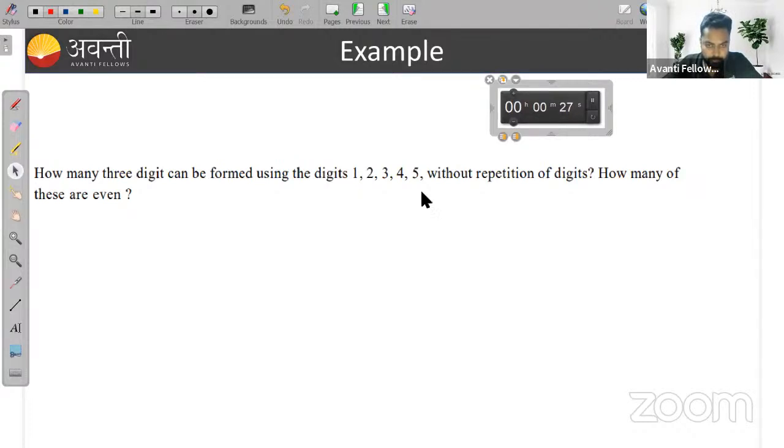Anyone got the answer? Zenbi Akola, Zenbi Osmanabad, Zenbi Pune, Zenbi Rajkot, Zenbi Wardha, Zenbi Warangal. Yeah, it's time. Just respond in the chat box. YouTube guys, you can respond in the chat box also.